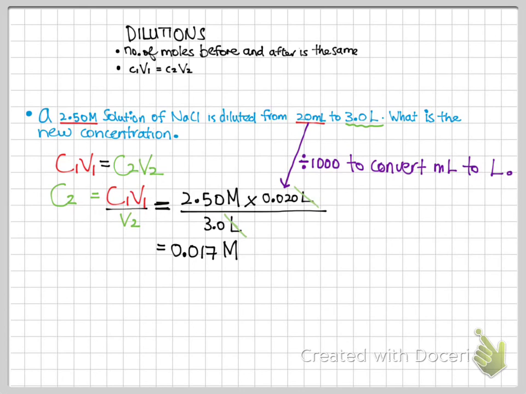Okay, now you can follow the working. You can see that C1V1 is what was underlined red, and the green C2V2 is what's underlined green. We need to find the green concentration 2, that is the concentration after the dilution. You divide both sides by V2 and that's what you end up with. You substitute the values. Remember, I converted the 20 mL to 0.020 liters. You need to do that so the liters can cancel off, and I end up with 0.017 molar.